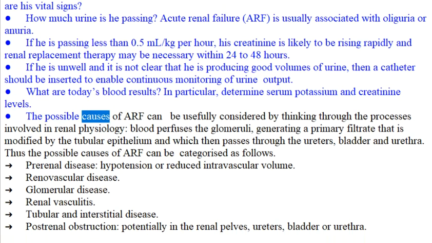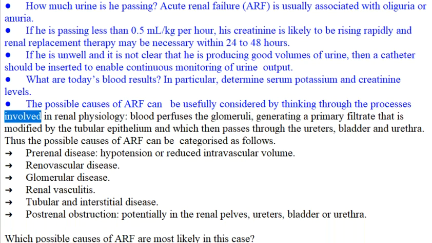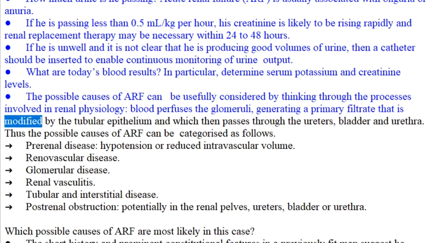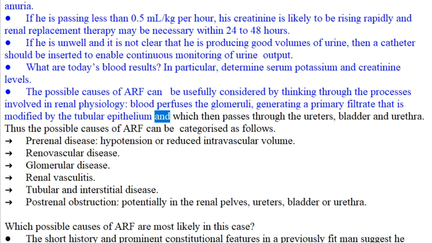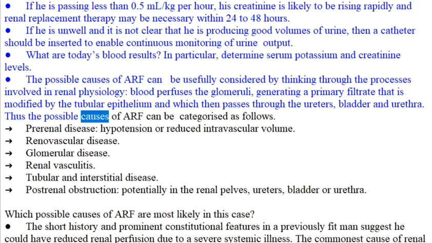The possible causes of ARF can be usefully considered by thinking through the processes involved in renal physiology. Blood perfuses the glomeruli, generating a primary filtrate that is modified by the tubular epithelium and which then passes through the ureters, bladder, and urethra. Thus the possible causes of ARF can be categorized as follows.